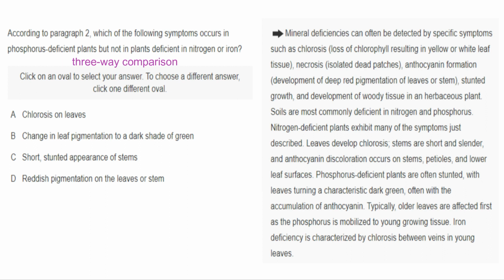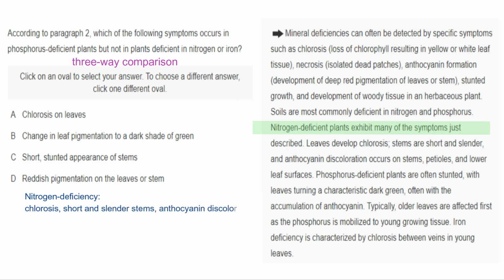Let's consider this rather easy, straightforward question that requires careful data summary. The question is, which of the following symptoms occurs in phosphorus-deficient plants, but not in plants deficient in nitrogen or iron? This is a three-way comparison, so we need to find all three deficiencies. These are the summaries of the deficiencies. Nitrogen-deficient plants show these problems: chlorosis, short and slender stems, anthocyanin discoloration on stems, petioles, and lower leaf surfaces.